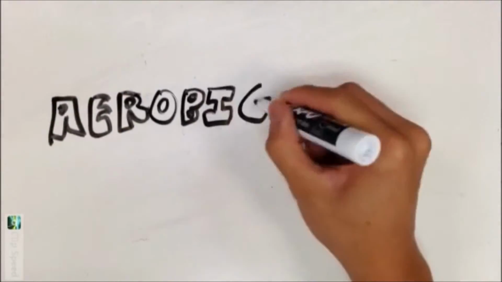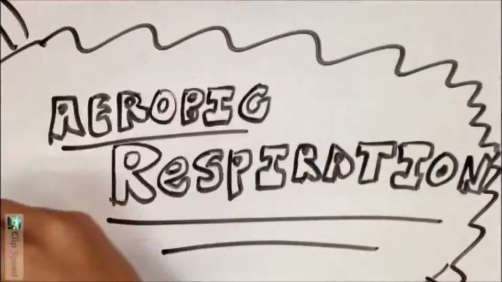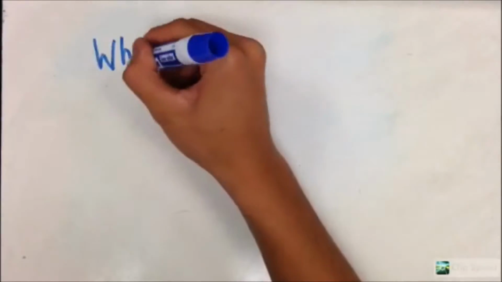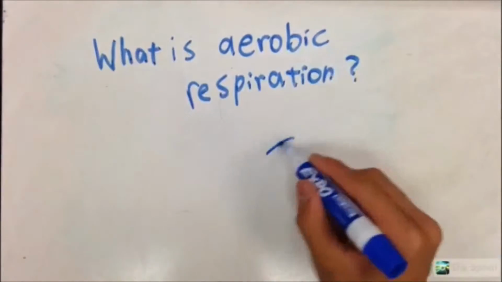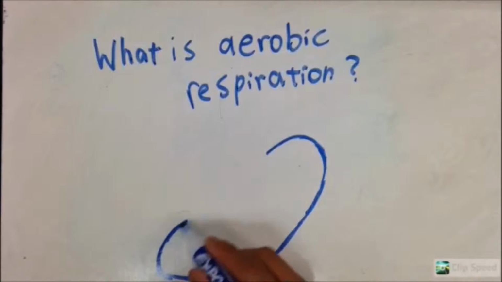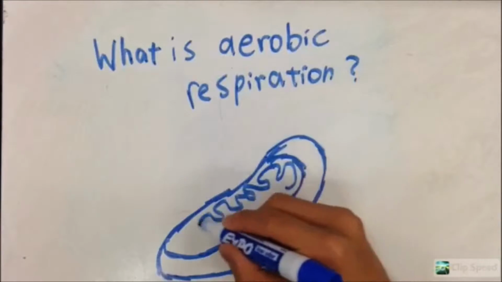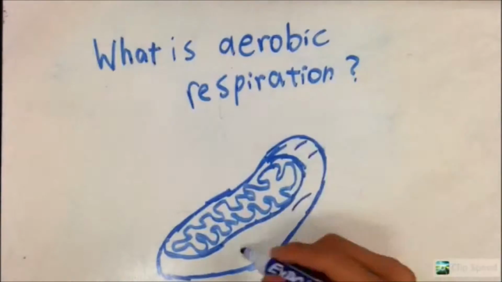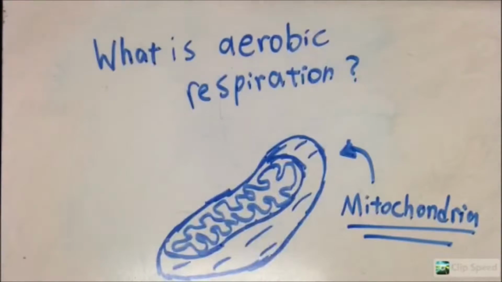Aerobic respiration, the one most important thing to keep you living. So, what exactly is aerobic respiration? Aerobic respiration is the process where pyruvic acid is broken down and NADH is used to make a large amount of ATP with the presence of oxygen, which occurs in the mitochondria.